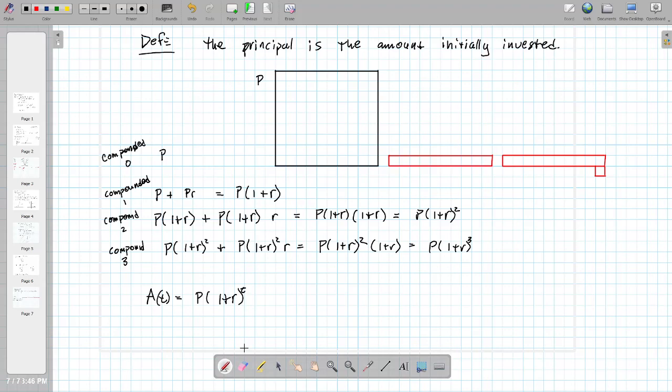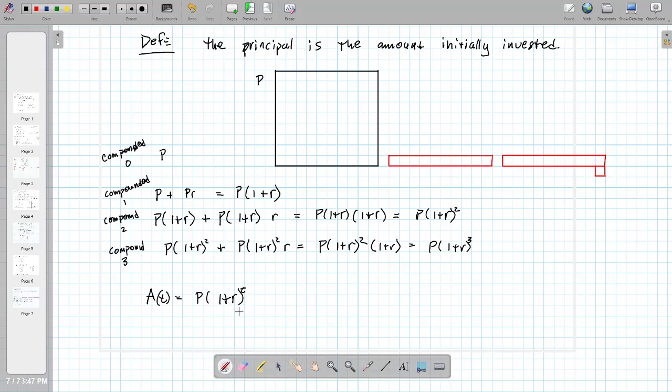Now, I'm going to complicate this a little bit, and I'm going to replace my r with r over n, because I'm going to change a few things. Currently, this would be compounding 1 time per year. But what if we wanted to compound 3 times a year, or 4 times a year, or 12 times a year? Compounding monthly, or every other week, 52 times a year, or every day, 365 times a year. Well, then this formula doesn't really help us, because this formula can only be used when we compound 1 time per year.